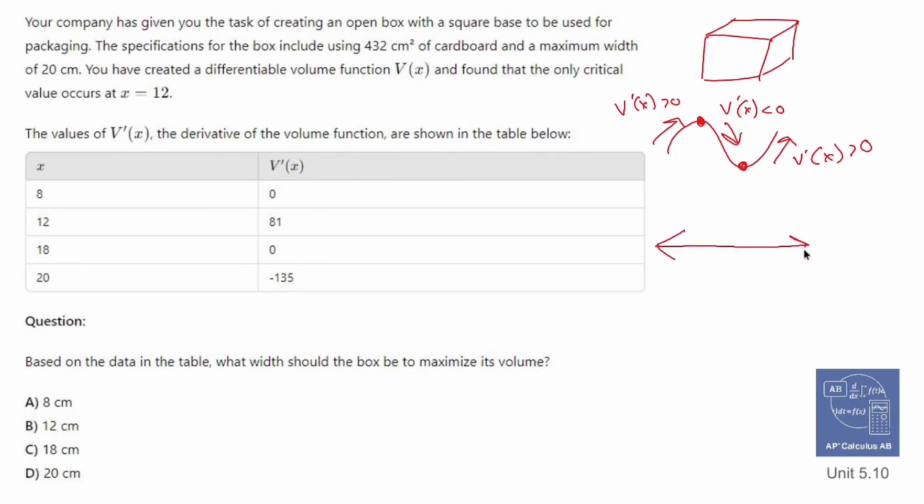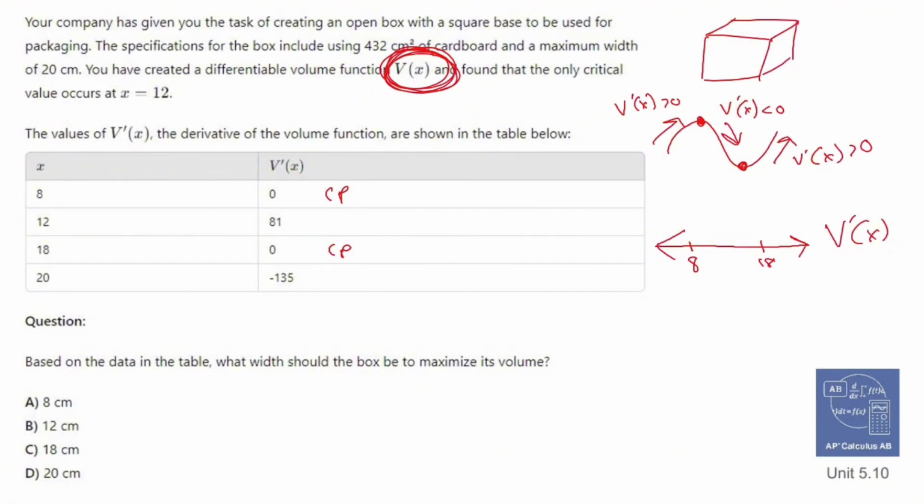You are building yourself a sign graph because you're given V prime. These give you critical points, not maximum volume. Maximum volume is found by plugging values into the volume formula, not the derivative formula. So this is a critical point right here because it's 0, and this is a critical point, which means it's 0. So I can put an 8 here, and I can put an 18 there.